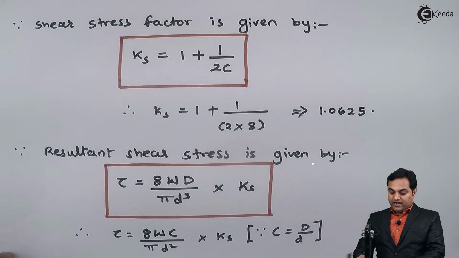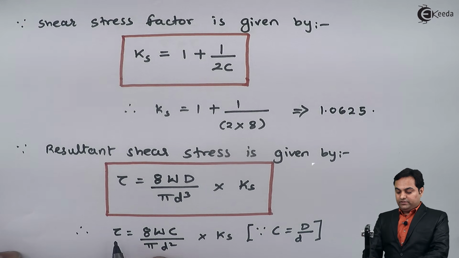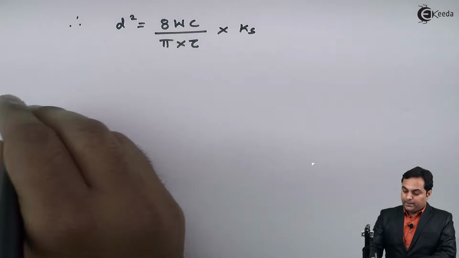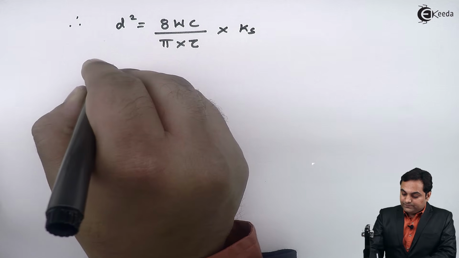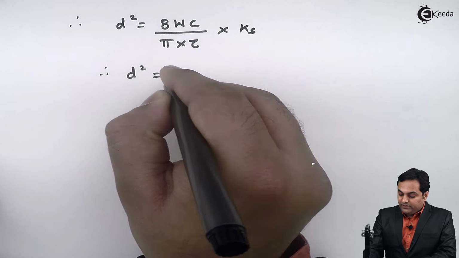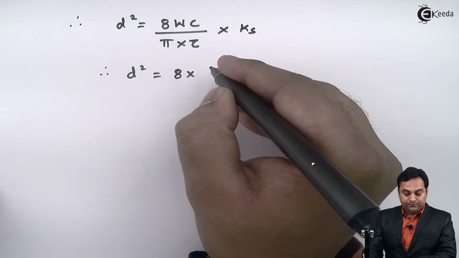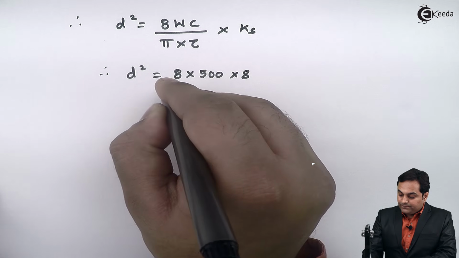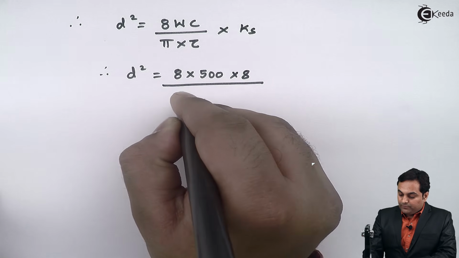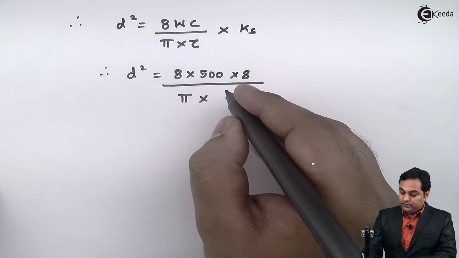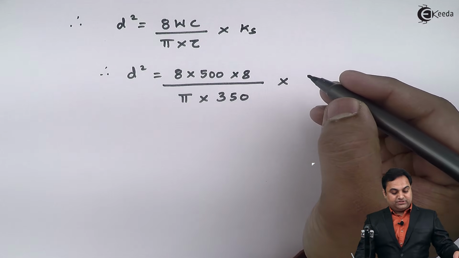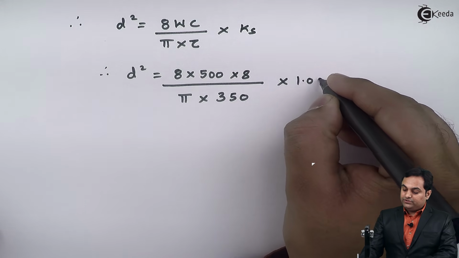Here I have shifted d square to the left hand side, tau will be in the denominator on the right hand side. So now I'll just go on putting the values, that is d square will be equal to 8 into W, which is 500, C is 8, upon pi into tau, it is 350, multiplied by Ks, the shear stress factor, which was 1.0625.